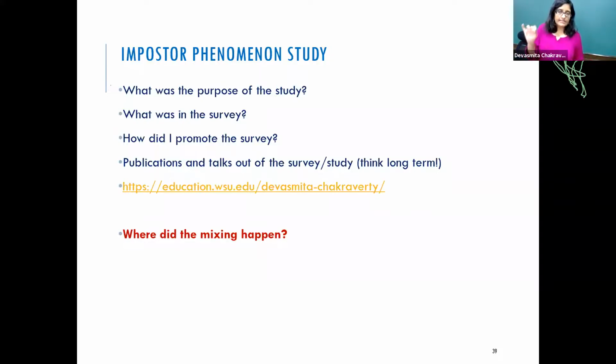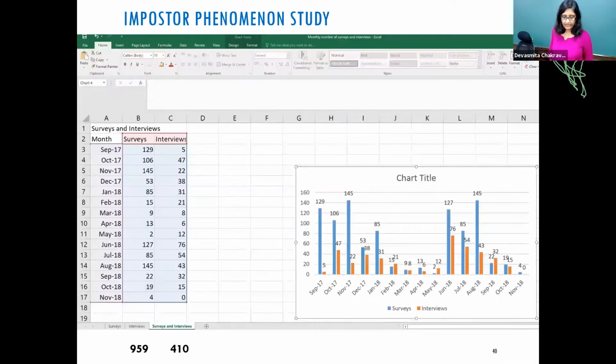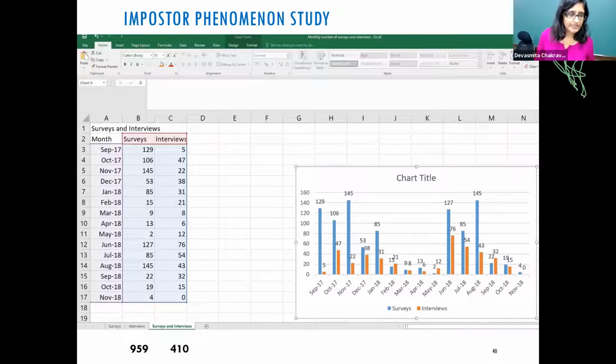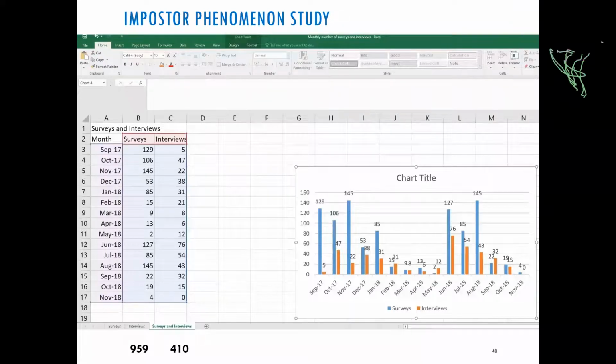So I ended up asking a lot of interview questions I had never thought of, just because it's not there in the literature. But because participants quickly told me why they felt like an imposter in a given situation, I analyzed them thematically, and that became a part of my interview protocol. So in a span of 14 months, this is what my data collection looked like. I ended up collecting more than 950 surveys, out of which I interviewed 410 people. It's a huge data set, especially if you look at the qualitative part.